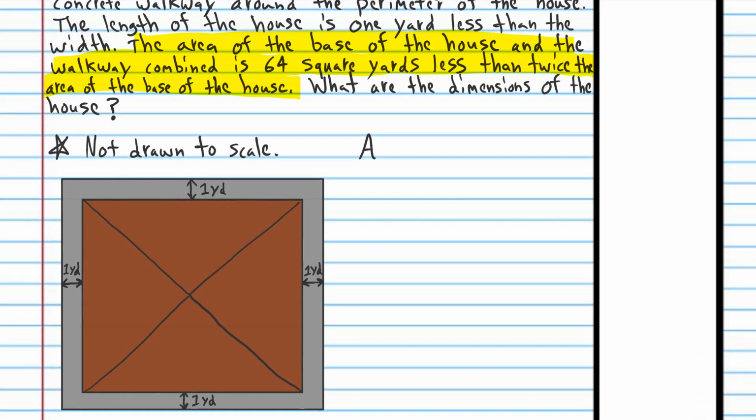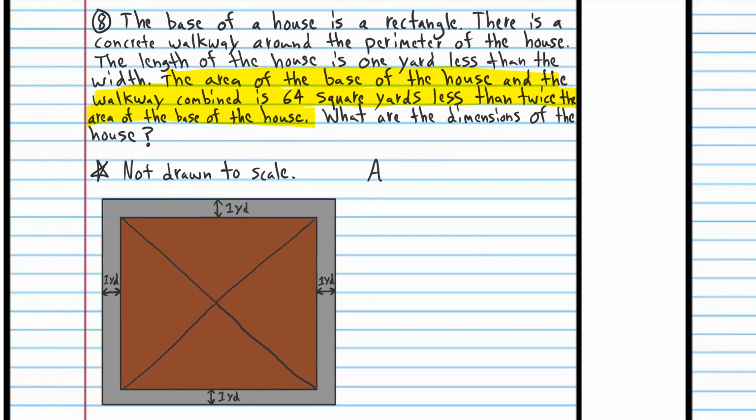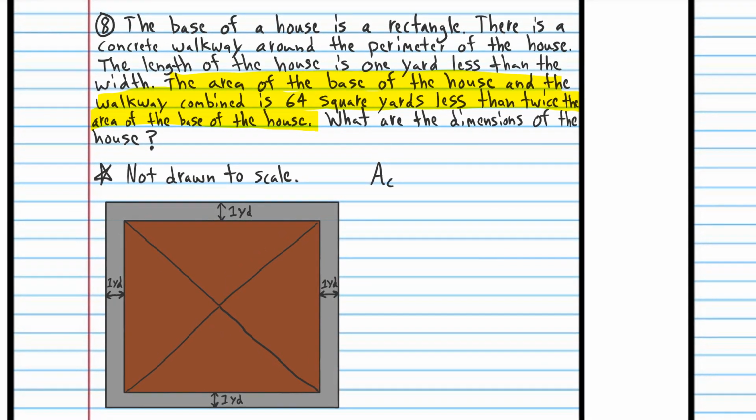So area of everything combined, so I'm going to put C for combined, is equal to 64 square yards less, so that's going to be minus 64, then twice the area of the base of the house. So I'm going to say AB for the area of the base of the house. It has to be twice the area of the base of the house. So that equation is more difficult than the other equations we've done so far. So let me just double check that.